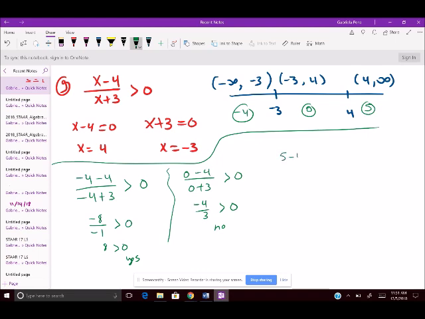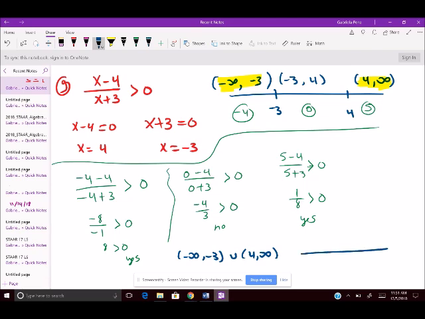And then we have 5 minus 4 and 5 plus 3 is greater than 0, which gives me a 1 over 8. Is 1/8 greater than 0? The answer is yes. So the two that work, the first one and the last one. So my answer would be negative infinity to negative 3, union 4 to infinity, and the number line from a negative 3, and then from a 4 this way. And this, of course, is for number 8.